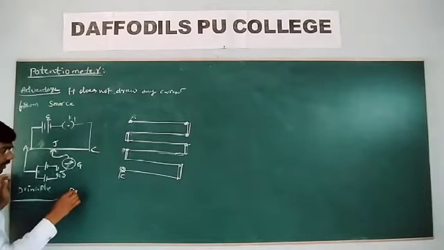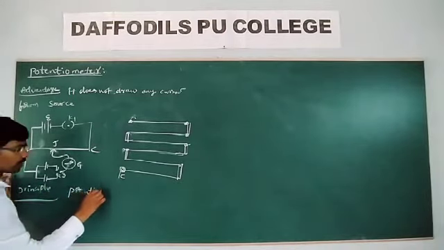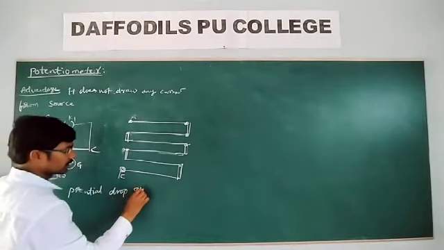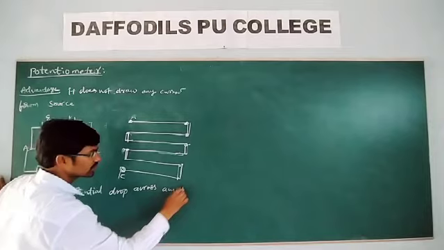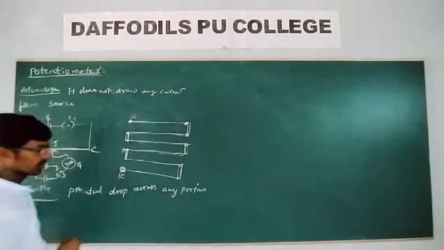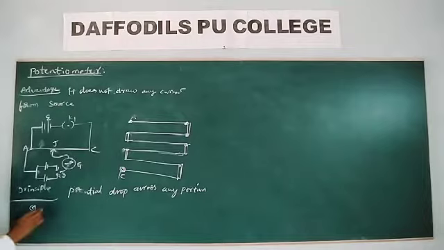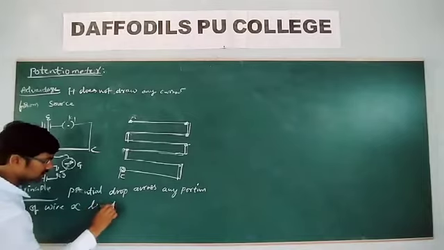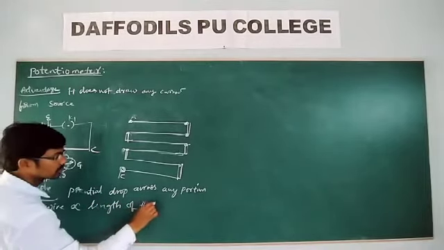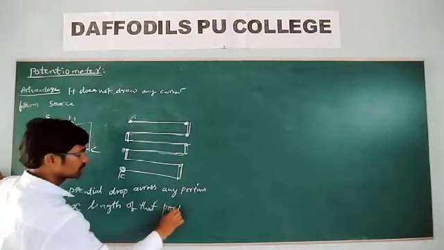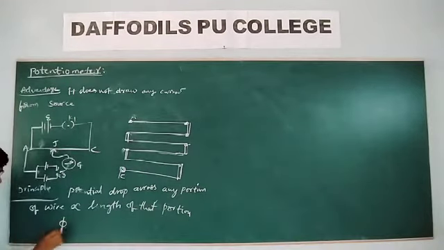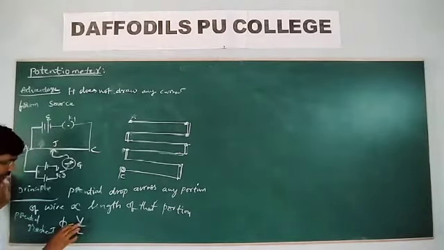Therefore, the potential drop across any portion of the wire is directly proportional to the length of that portion. This is also called the potential gradient, which is the potential drop per unit length.